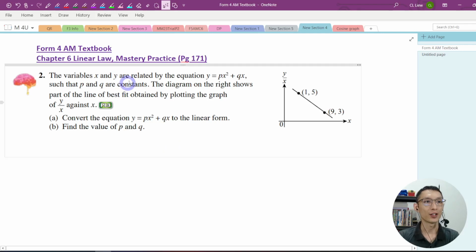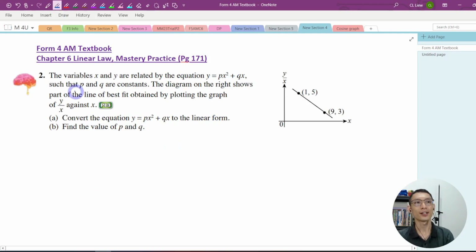The variables x and y are related by the equation y equals px squared plus qx, where p and q are constants. The diagram on the right shows part of the line of best fit obtained by plotting the graph of y over x against x.